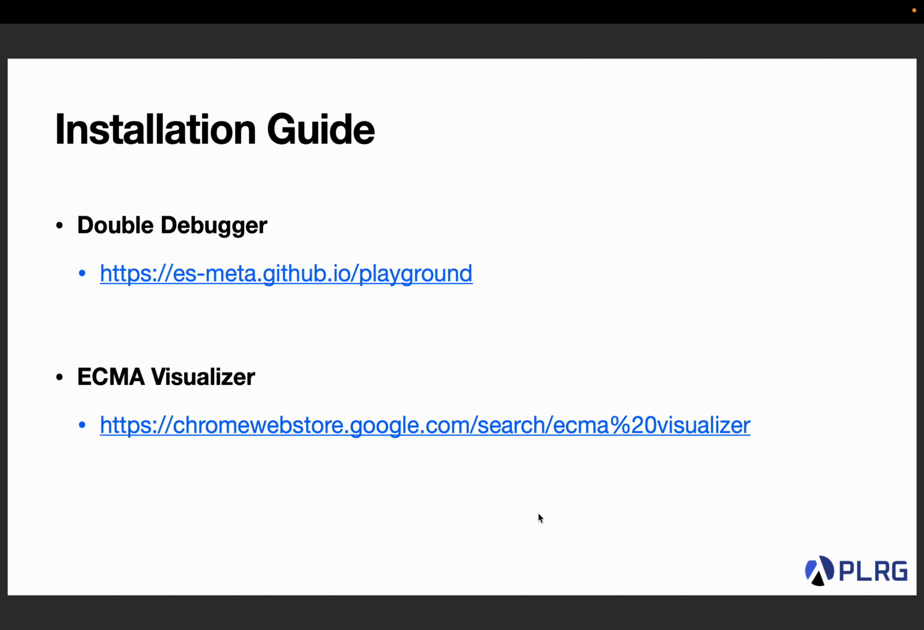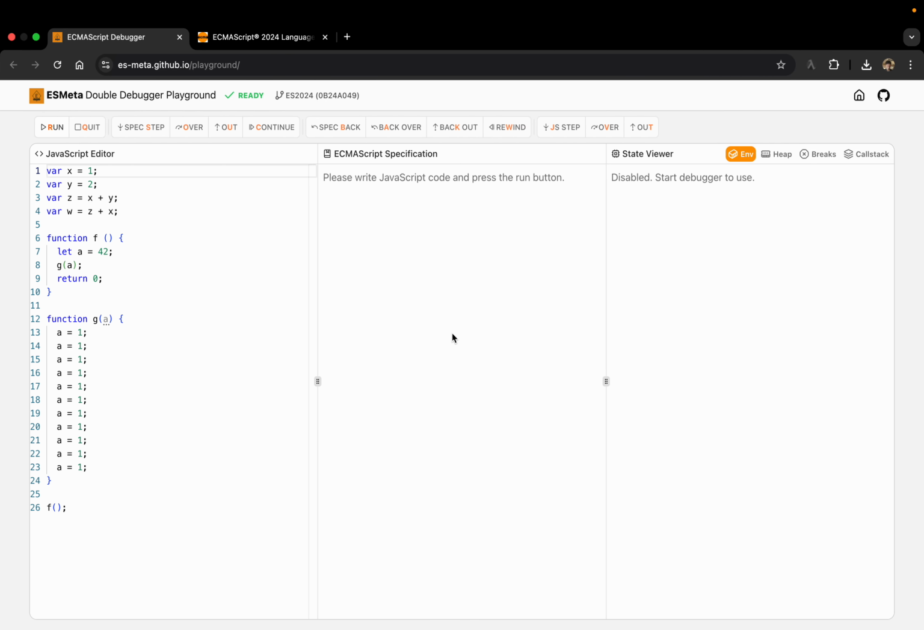First, let's have a closer look at our Double Debugger. Before using it, you need to wait until it has loaded for about 5 to 10 seconds. It depends on your environment. Now it is ready. The primary purpose of our debugger is to help users gain a step-by-step understanding of how a JavaScript program is executed according to the language specification.